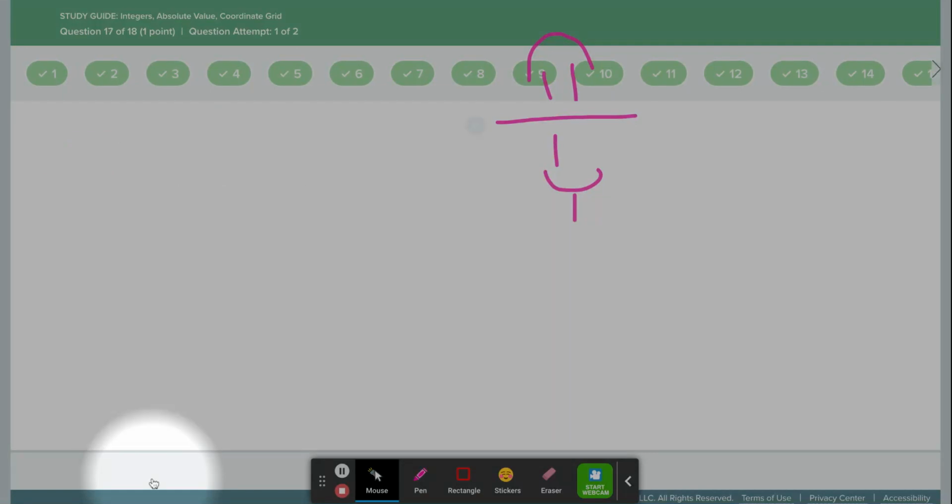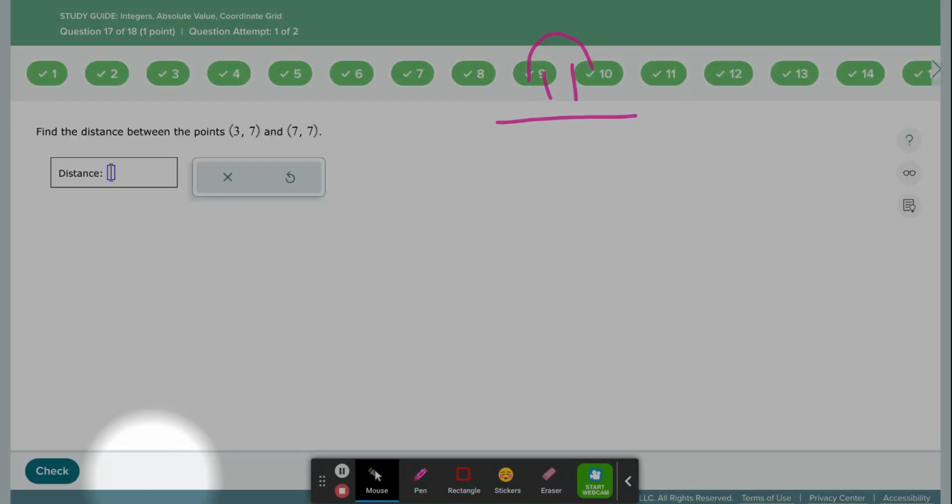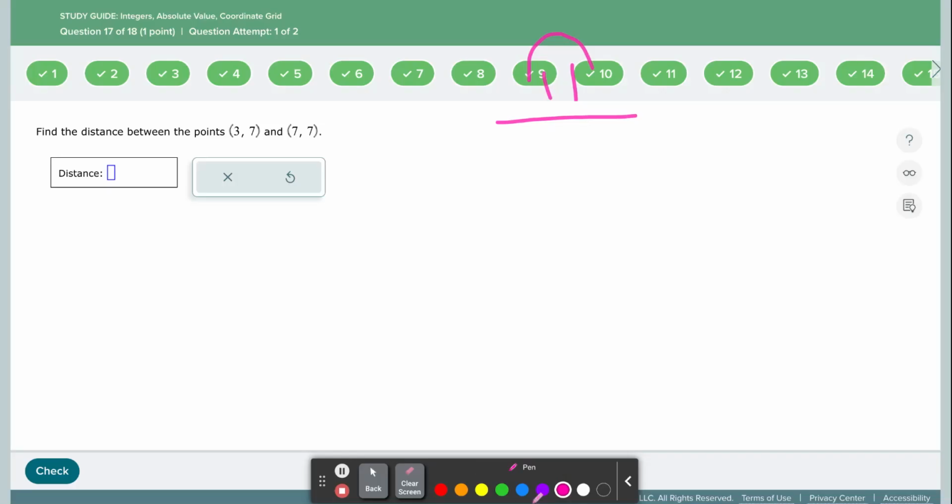Pretty sure the rest of these are, oh no, they're not. So find the distance between (3, 7) and (7, 7). Okay, so let me just get rid of that weird smiley face hanging out there.